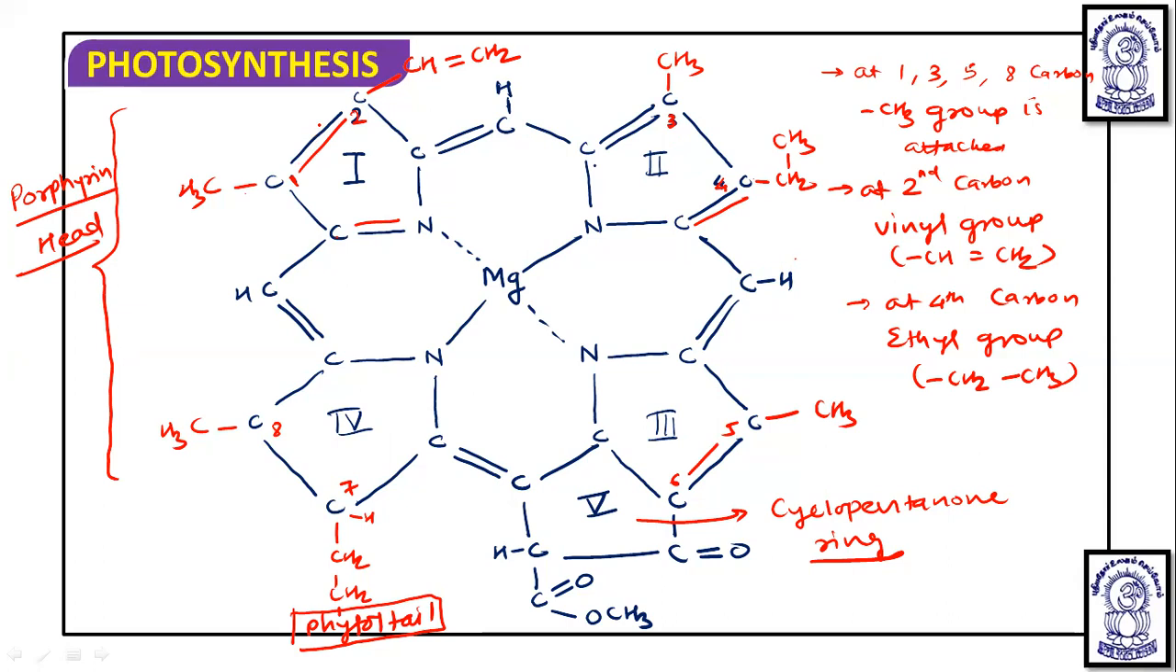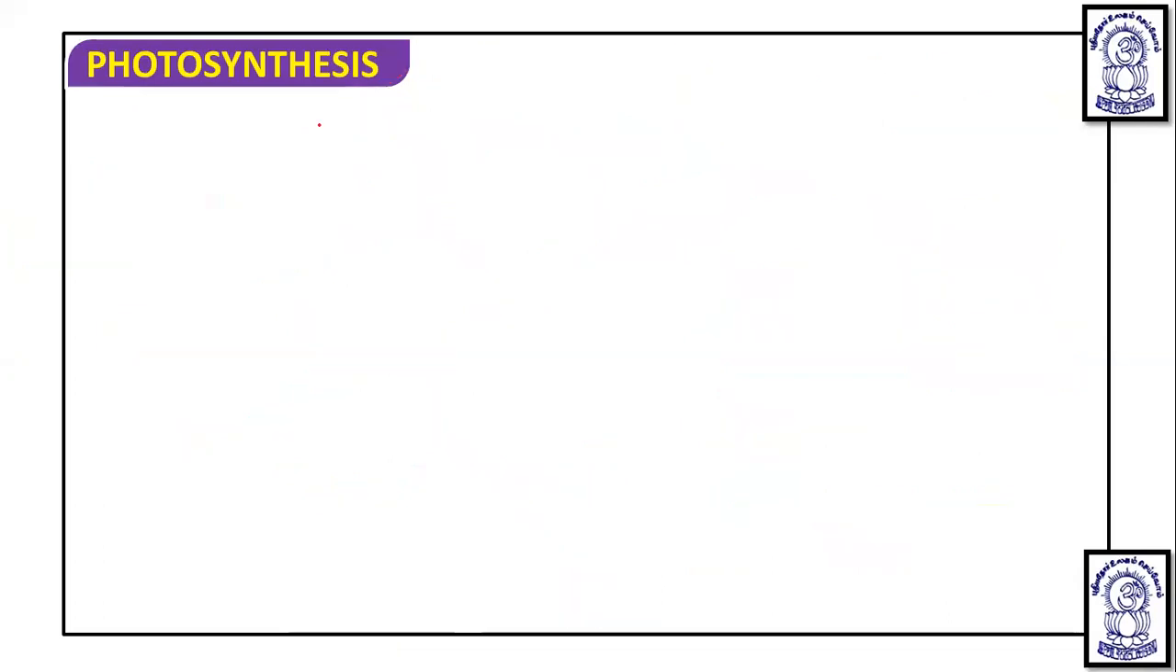Now the empirical formula we have also discussed, that is C55 H72 O5 N4 Mg. Now this is the structure of chlorophyll A. Now chlorophyll A gets modified and we can form chlorophyll B. So chlorophyll B is just a somewhat modified chlorophyll A. It is chlorophyll A like.